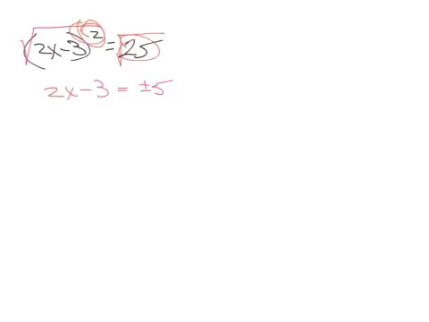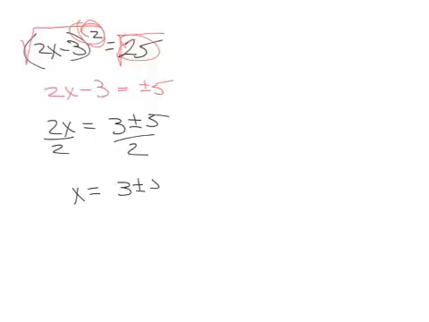So we get two different answers. And that's what that plus or minus means. It means that 2x minus 3 equals positive 5, or 2x minus 3 equals a negative 5. So there's really two answers we get. Alright, so let's go ahead and finish this up. 2x, going to add 3 to both sides. 3 plus or minus 5, that doesn't change. It's still plus 5 or minus 5. Then we're going to divide by 2. So x equals 3 plus or minus 5 over 2.